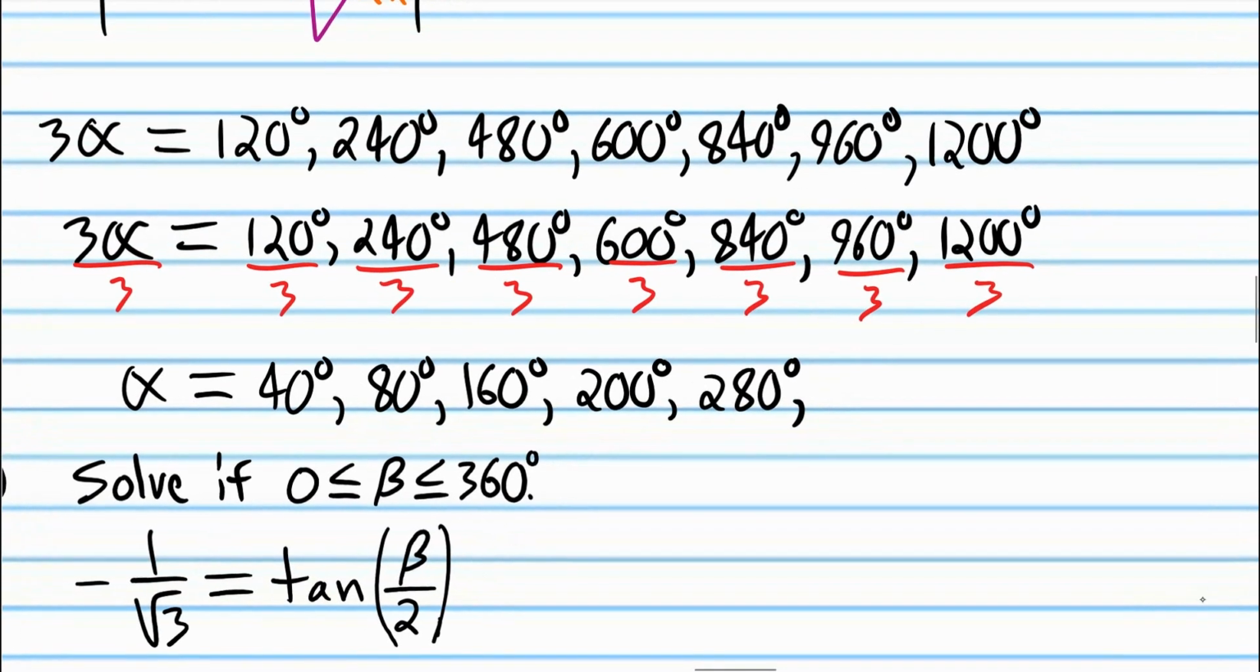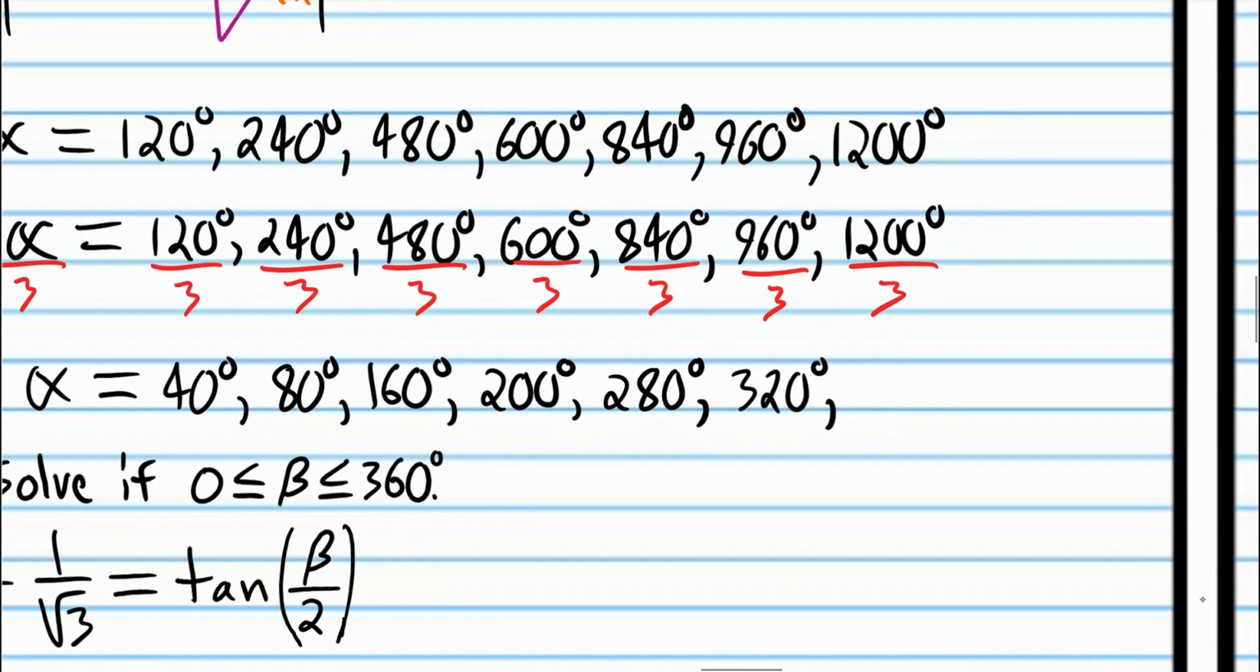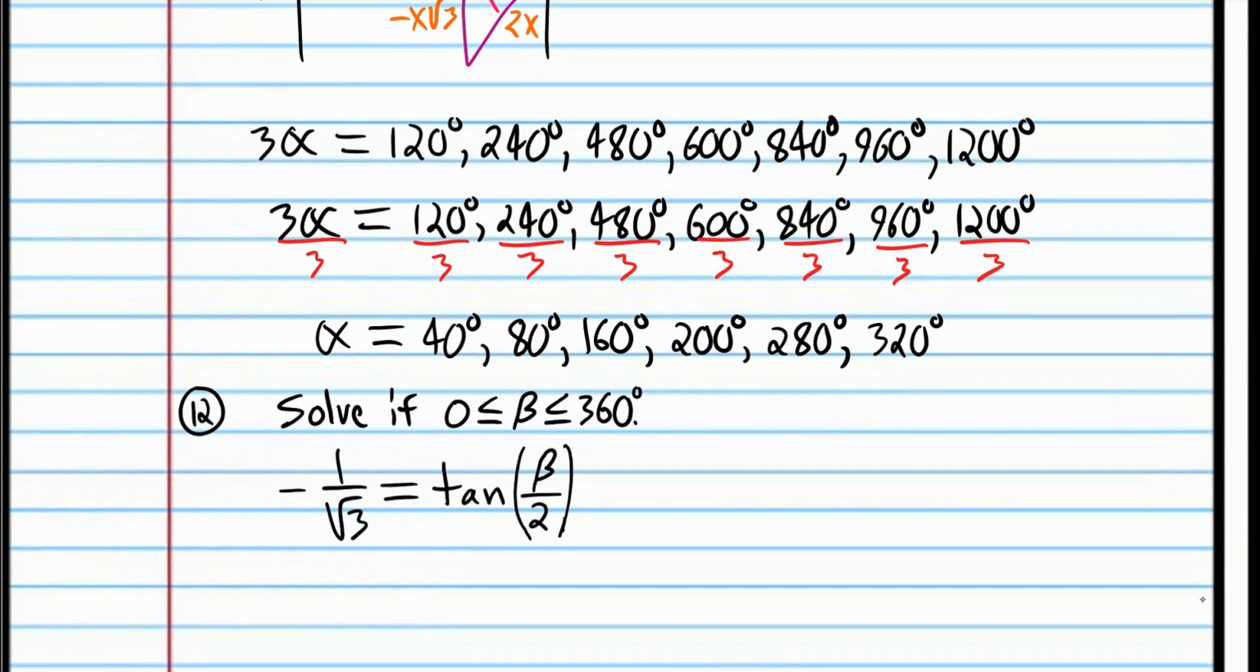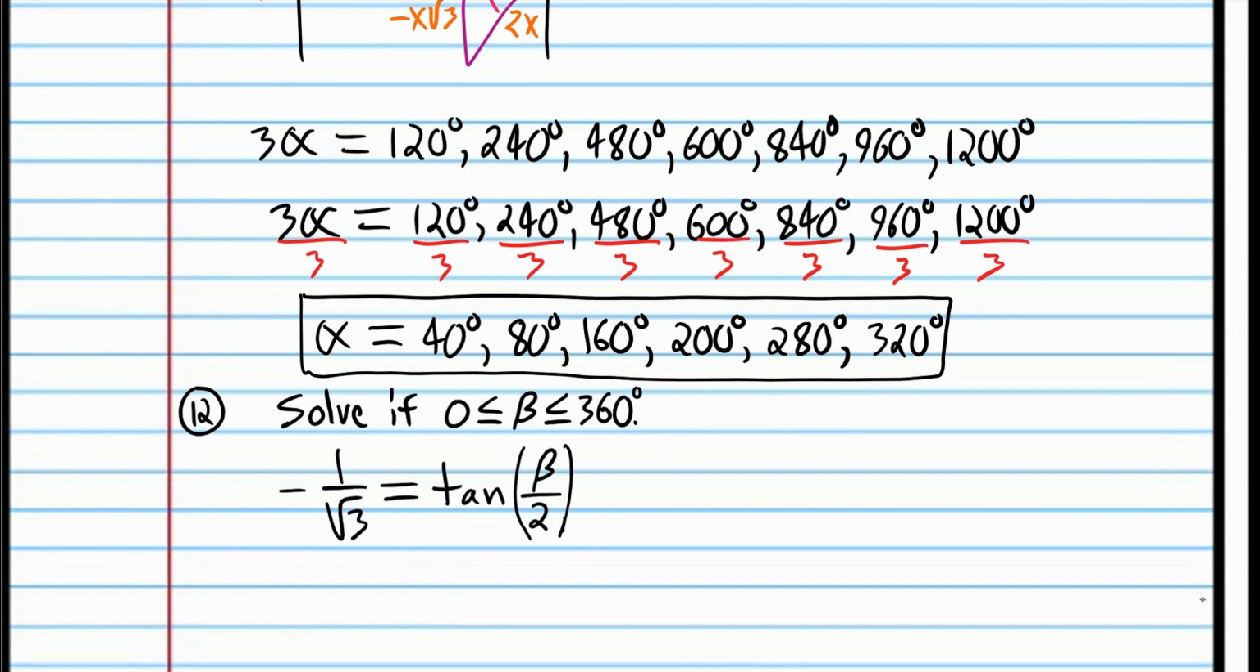And 960 divided by 3 is 320. And 1200 divided by 3 is 400, but that is too big because we want all of our theta values to be between 0 and 360. So we can erase that. So if you got all those solutions, very, very good. Excellent.